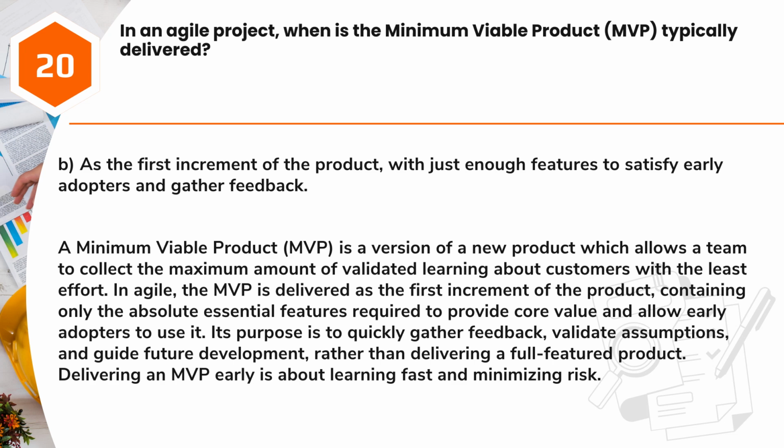In Agile, the MVP is delivered as the first increment of the product, containing only the absolute essential features required to provide core value and allow early adopters to use it. Its purpose is to quickly gather feedback, validate assumptions, and guide future development, rather than delivering a full-featured product. Delivering an MVP early is about learning fast and minimizing risk.